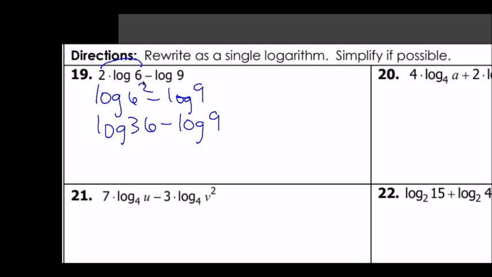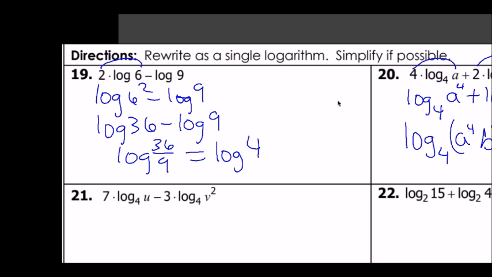How do I condense those? You're going to do division, right? And 36 divided by 9 is 4. So I'll write it out: 36 divided by 9, so that is log of 4. Can I do anything else with log of 4? No, because the base is 10.